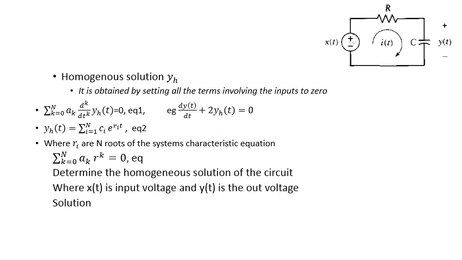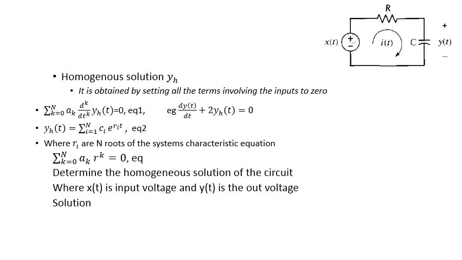So in this example problem, we are given an electronic circuit containing R and C, and we have to find the homogeneous solution for this circuit or this system. It is given that x of t is input and y of t is output. So let's write the differential equation for this circuit first.